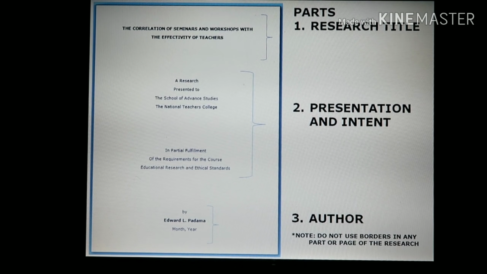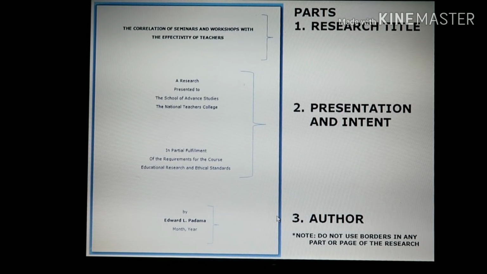Just a short reminder, the blue border that you see on your left side for the output of the cover page is not included in the layout, so please do not include that.